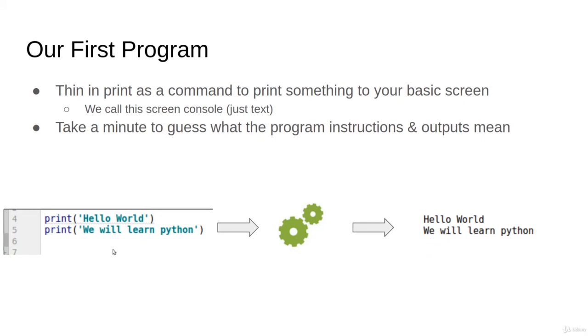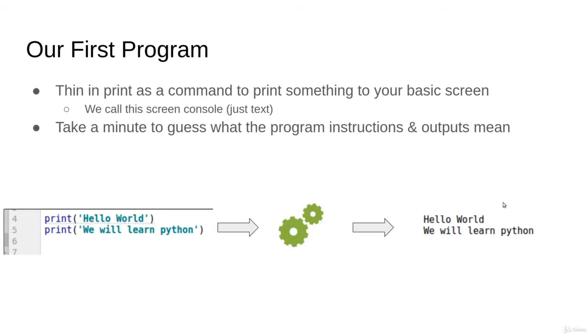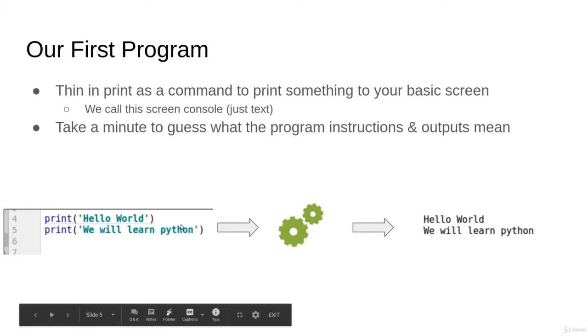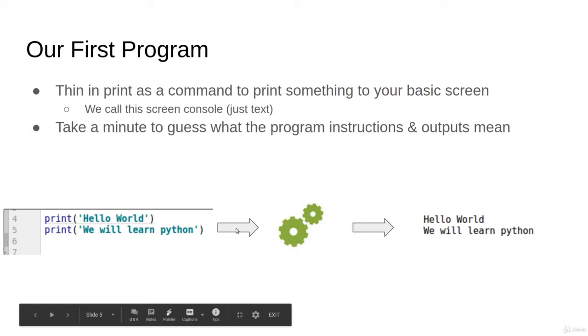The first thing that you notice here, we have the word print, which is a command for the computer to print something. And you notice we have a parenthesis and another parenthesis here, and we have a single quote and another single quote. You notice that the output directly corresponds to what we printed here. We say print hello world. What is between these single quotes is printed here. We say print we will learn Python. We have here we will learn Python. So it seems there is a correspondence here.